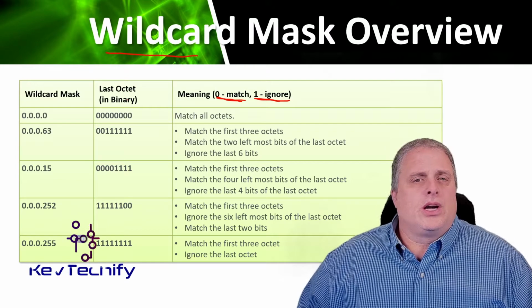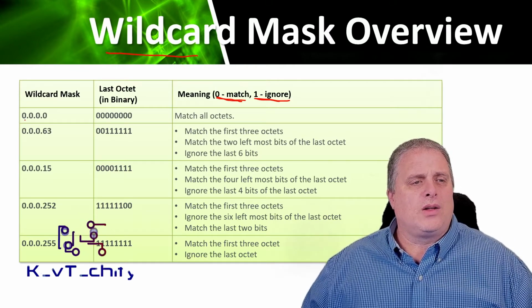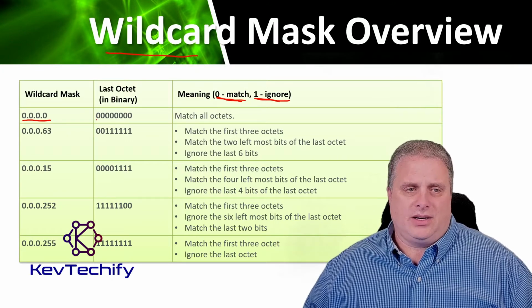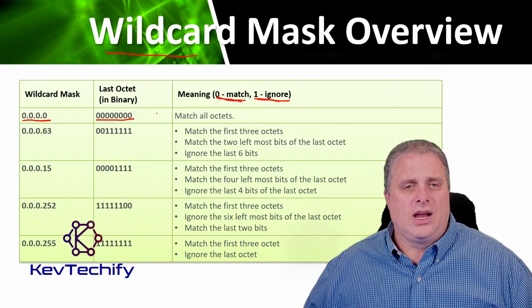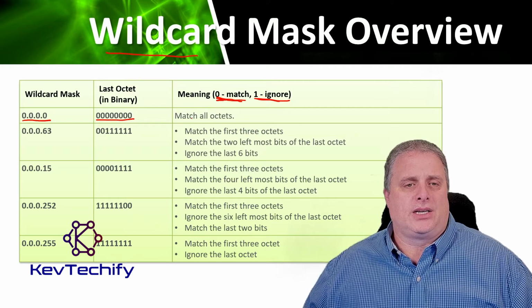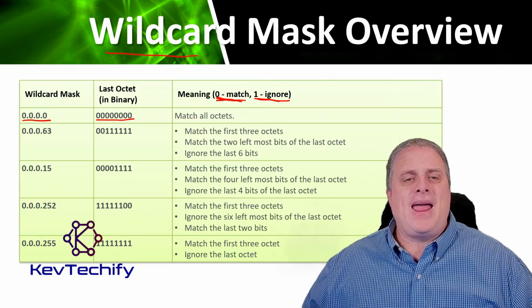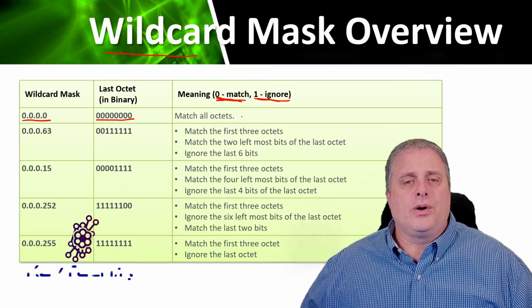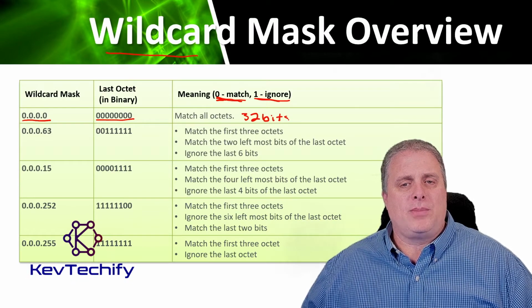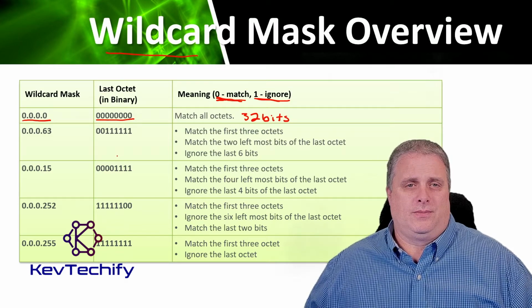Okay, let's go through a couple examples here. We have the wildcard mask here of all zeros. The last octet here in binary is all zeros. And remember, 0 means match. So we're going to match all the octets, all 32 bits of that IP version 4 address.